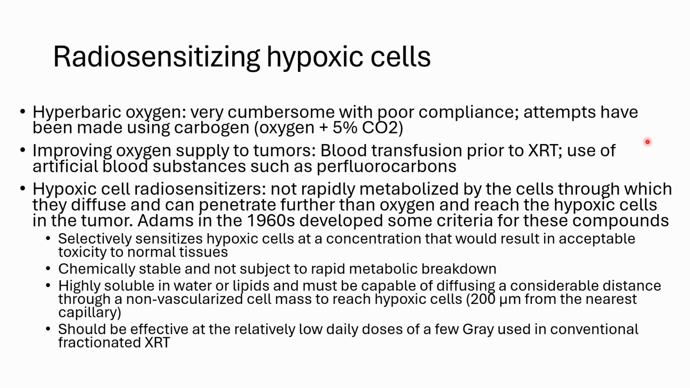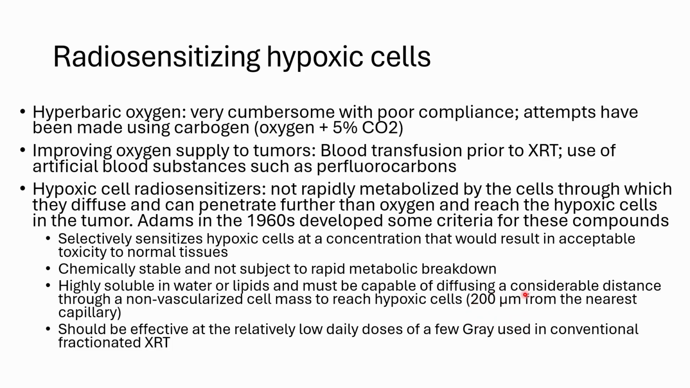So Adams in the 1960s developed some criteria for these compounds. So what are going to be some properties of compounds that make them good hypoxic cell radiosensitizers? So they're going to selectively sensitize hypoxic cells at a concentration that would result in acceptable toxicity to normal tissues. So we don't want to have to give so much of this radiosensitizer that it's killing normal tissues. It also needs to be chemically stable and not subject to rapid metabolic breakdown. And it needs to be highly soluble in water or lipids and must be capable of diffusing a considerable distance through a non-vascularized cell mass to reach hypoxic cells. Okay, it needs to be able to diffuse 200 microns.